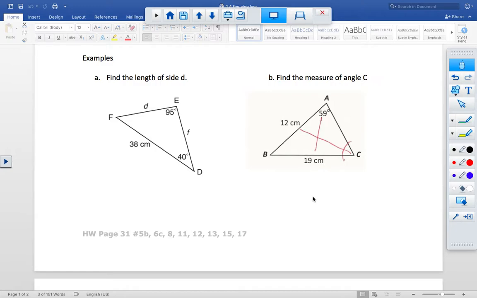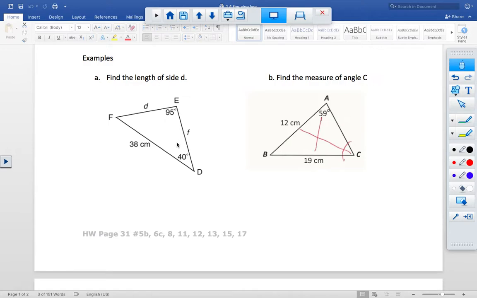So the first example tells you find the length of side D. We can name the triangle whatever we want. This triangle is named ADF. The sine law will stay the same. It will be sine E over E, sine D over D, and sine F over F. It's not going to change. It's the formula that's important, not the name of the angles.